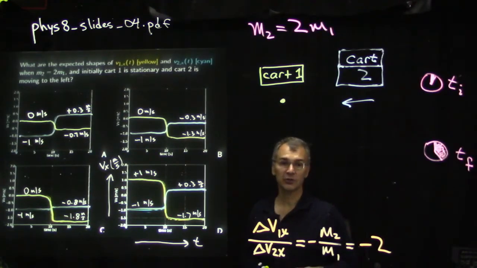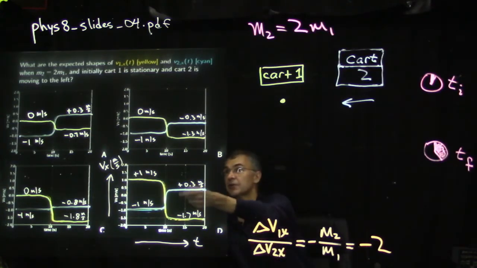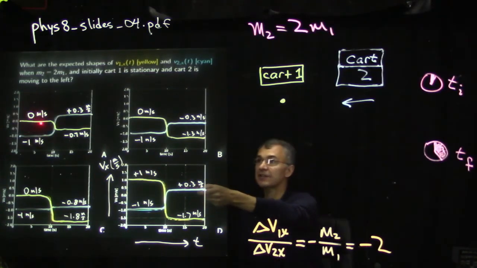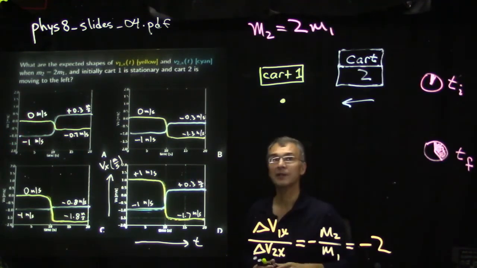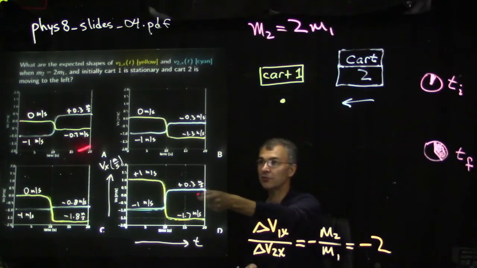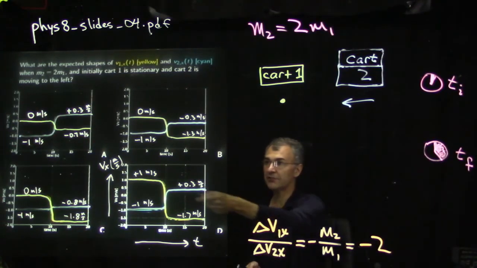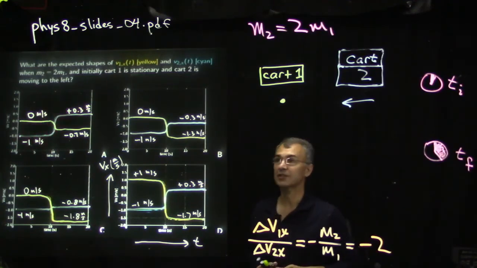And now we know the ratio of changes in velocity should be the reciprocal of the ratio of masses. So if we look at A, it looks like cart 1 goes from 0 to minus 0.7 meters per second. Cart 2 goes from minus 1 to plus 0.3. So that's a change of minus 0.7 and a change of plus 1.3. That's a 2-to-1 ratio, but it's in the wrong direction because it shows the more massive cart having the bigger change in velocity. That doesn't make sense.